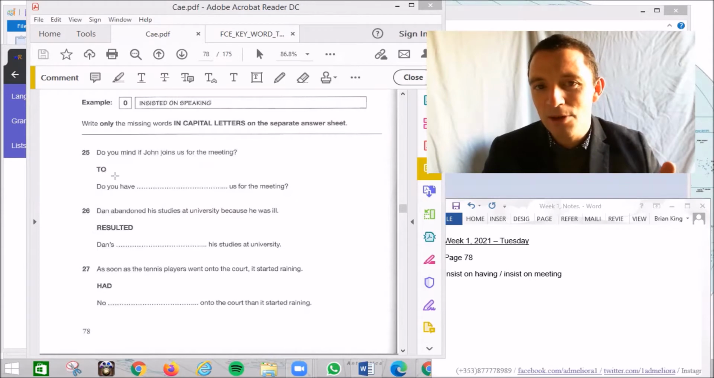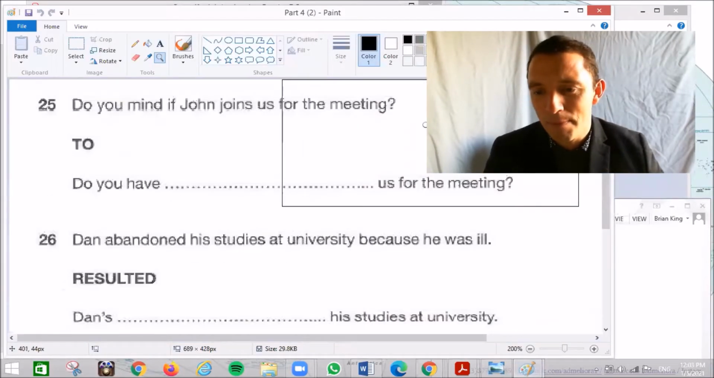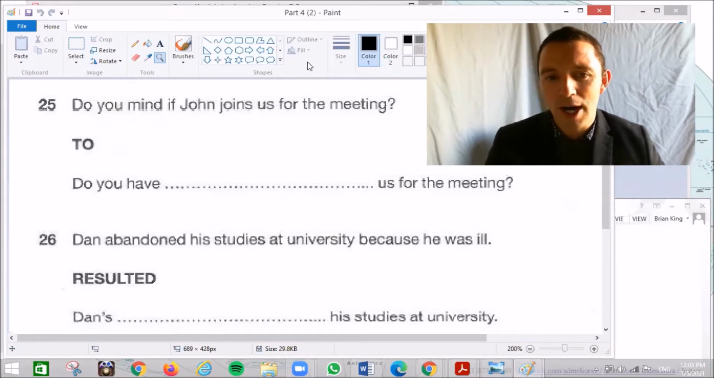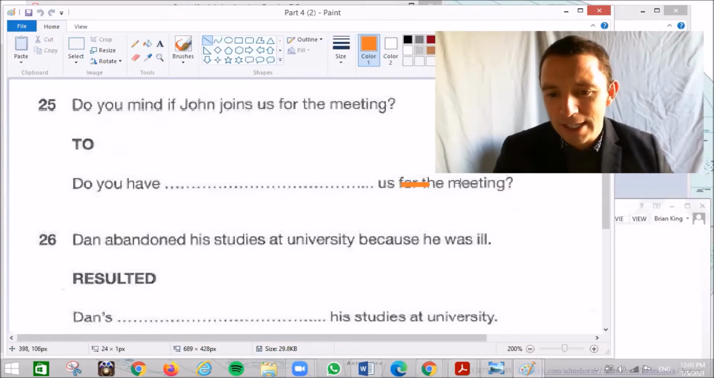I recommend that you maybe try this exercise yourself first, and you can press pause on the video, and then I'm going to show you my notes. Okay, so if we go back here to the document, I have opened in Paint as well, part 2. I'm going to show you my advice, or my way to approach this activity. It's very similar to the example. If we go back again, we have for the meeting in the second sentence, and we have for the meeting in the first sentence. So we can eliminate the two. Us, we have in the first, and we also have in the second.